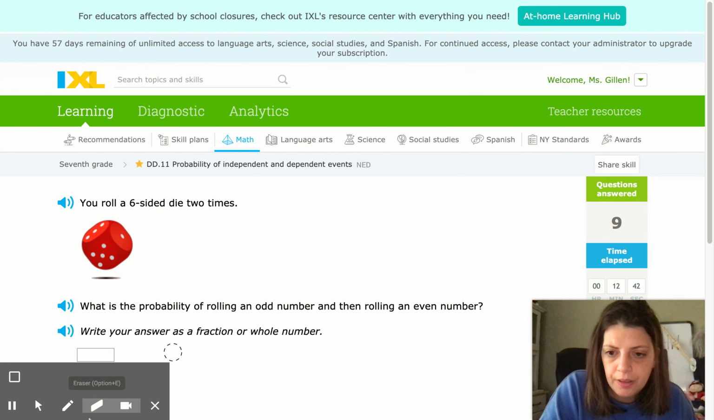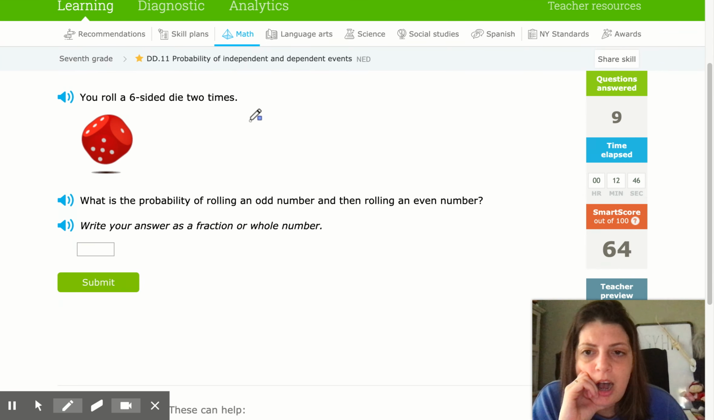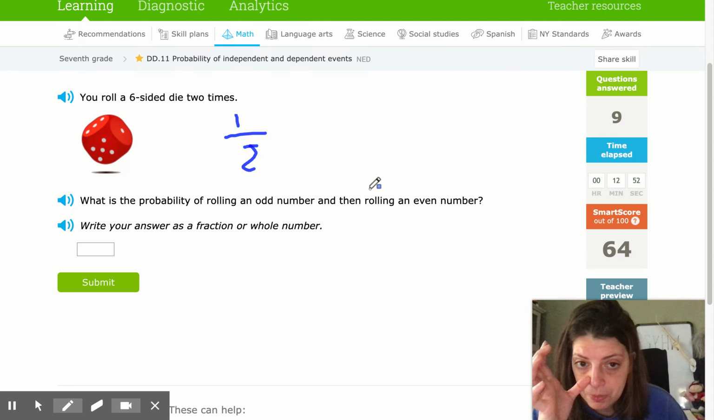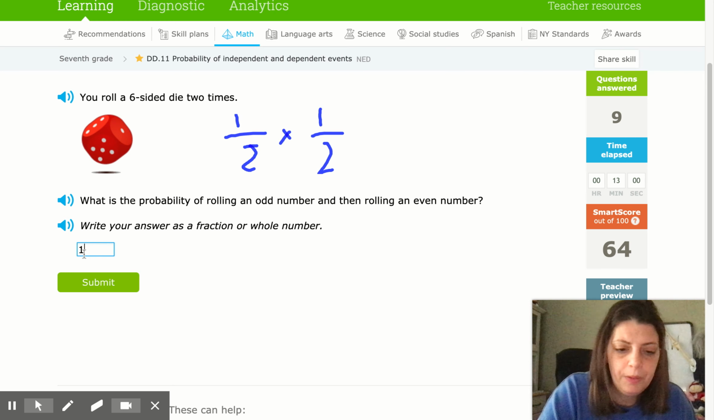Yay! All right, you roll a 6-sided dice 2 times. Odd, a half of them are odd. You should know this now. Yeah, 1, 3, 5. And then an even number, so the other half are even. And that's going to be 1 out of 4.